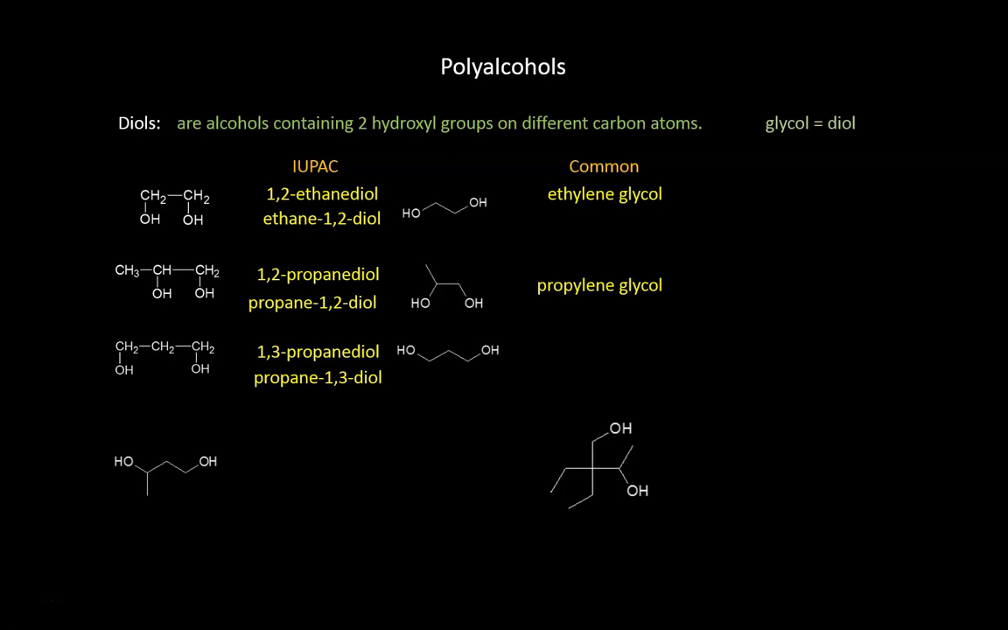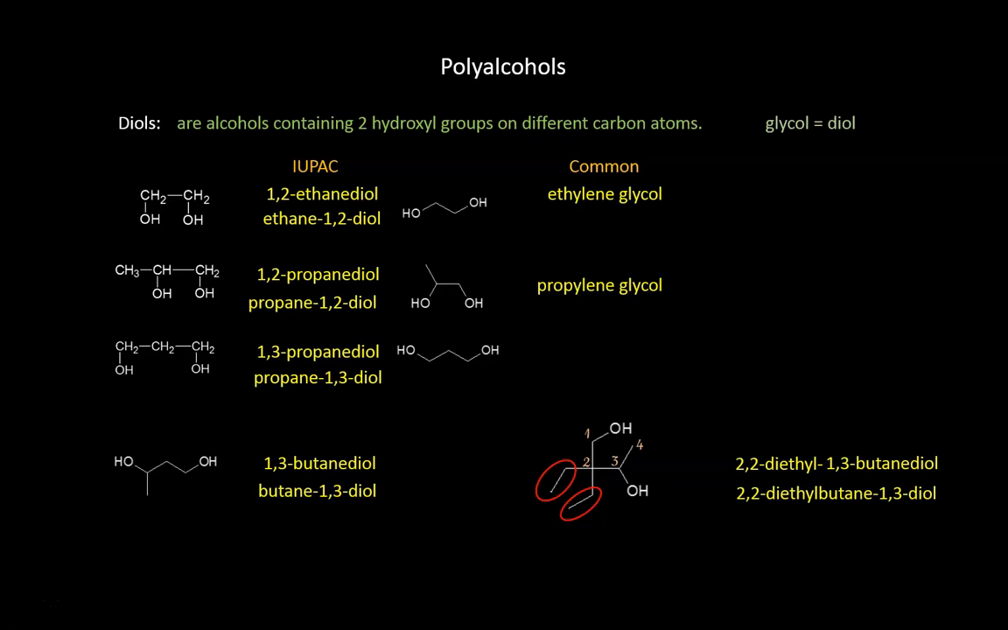How would you name these 2? The first one with 4 carbon atoms is 1,3-butanediol, or butane-1,3-diol. For the next one, let's number it. Notice we start here because we have a hydroxyl group on carbon 1. We must number the carbon chain so that both hydroxyl groups are in the numbered chain. Again, it's a 1,3-butanediol. On carbon 2, we have 2 ethyl groups, giving us 2,2-diethyl-1,3-butanediol, as well as 2,2-diethylbutane-1,3-diol.